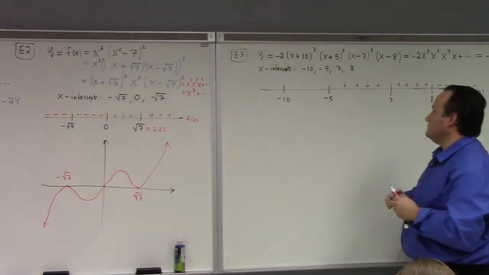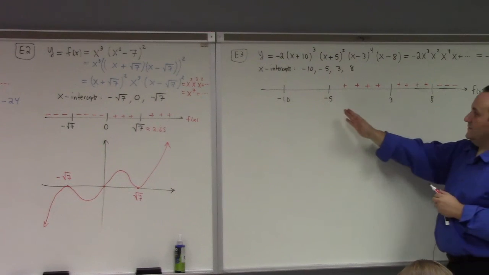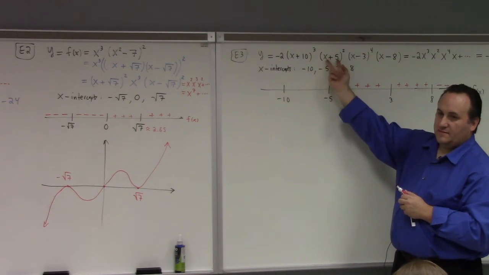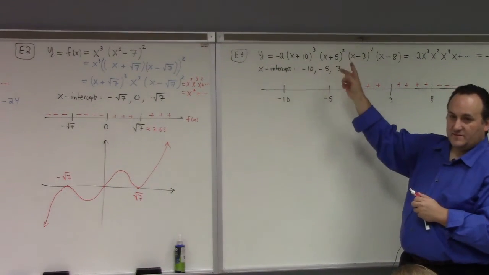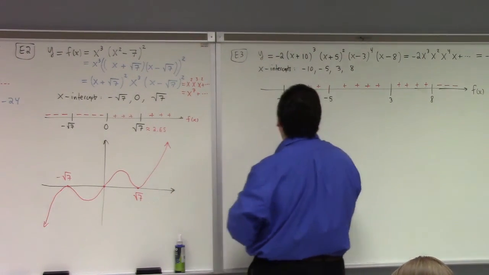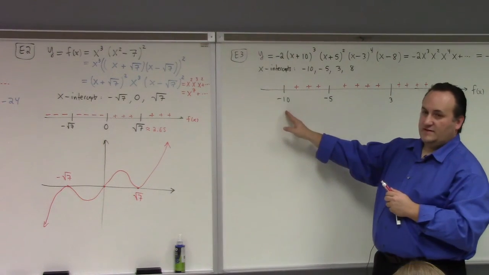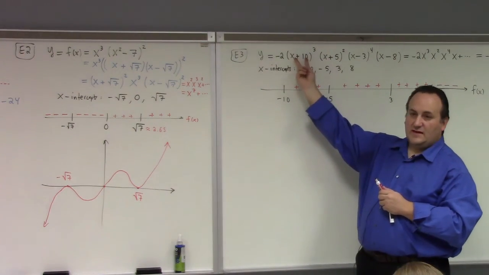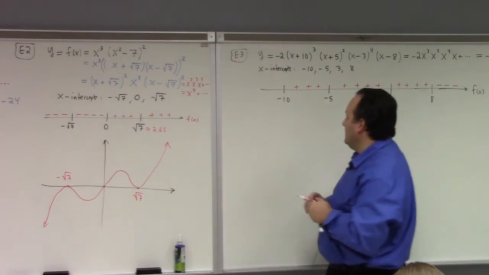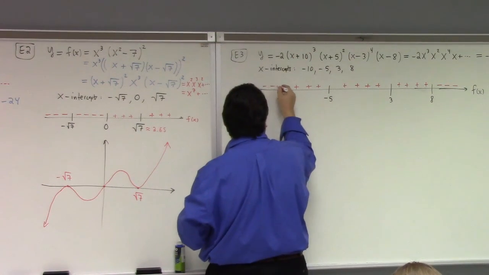All right? We get to minus 5. What happens there? That's from x plus 5 squared. Again, even power, we bounce. So we stay plus. All right? Then we get to minus 10. Minus 10 is coming from this x plus 10 cubed term. That's an odd power. That means we cross the axis there. We switch from plus to minus.